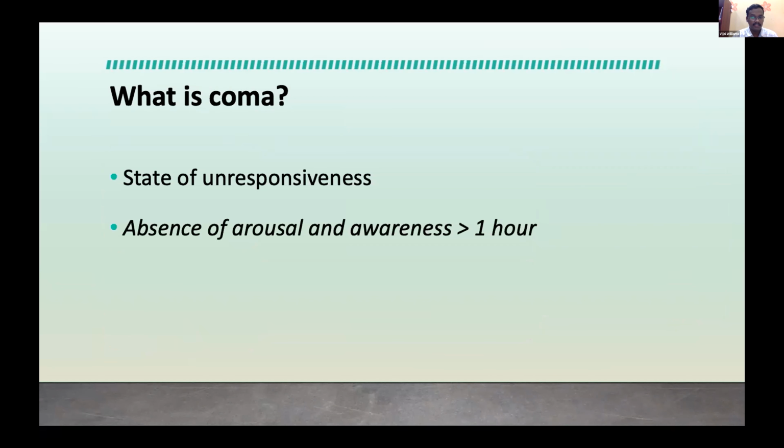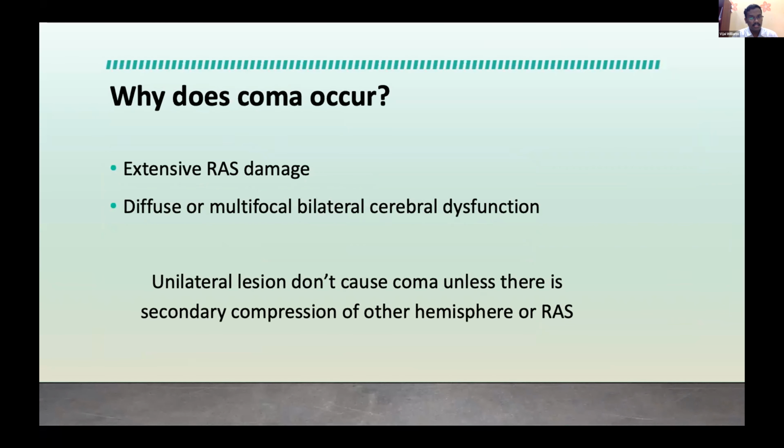Practically, one may take it that if these two are absent for more than 1 hour, we should assume that the child may be comatose. Coma occurs when there is extensive damage of the reticular activating system or when there is a diffuse or multifocal bilateral cerebral dysfunction. We need to note that unilateral lesions usually do not cause coma unless there is a secondary compression or compromise of the other hemisphere or reticular activating system.